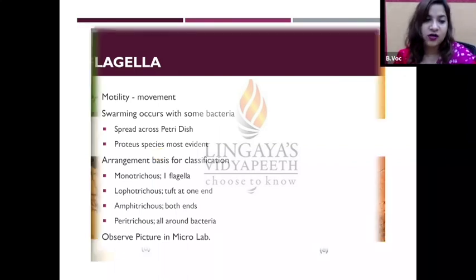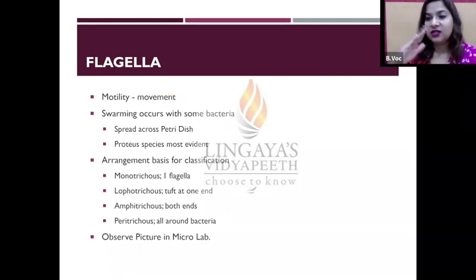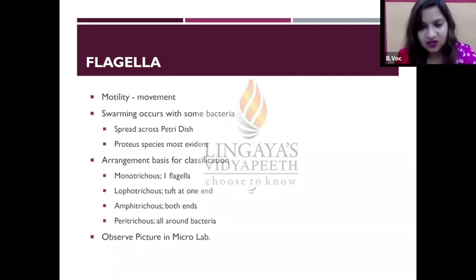First one is the flagella. So flagella, what is there? Flagella is present in some of the bacteria. It is not present in all of the bacteria. Flagella is there for providing the motility or movement to the bacteria. Because of the flagella, the bacteria is able to move. In some of the bacteria, swarming also occurs. The bacteria are moving like this, and you can see with the help of some of the reaction that swarming of the bacteria is there.